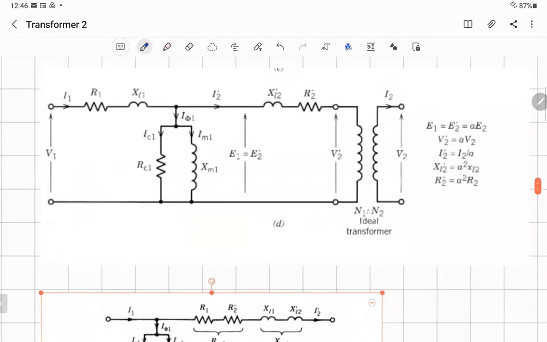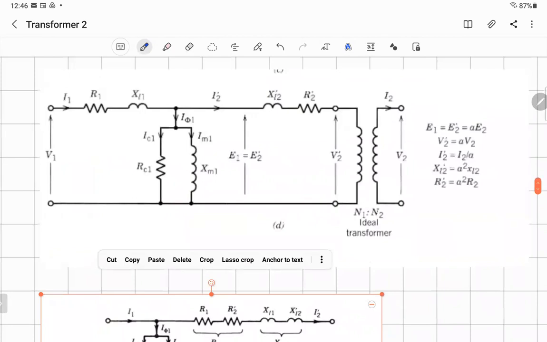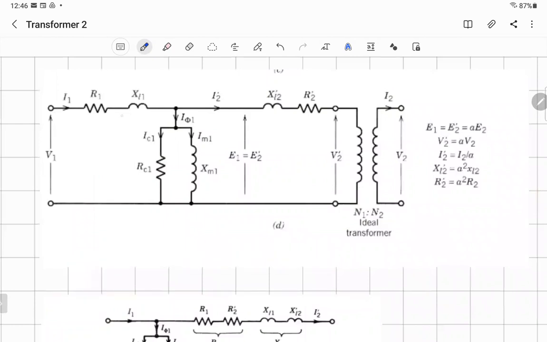Because the current I phi is small. It's really small. That's the current I1, that's what we call I2 dash, and that's I phi. So if I1, let's say, is equal to 10 amp, I phi will be equal to 0.5 amp, and then I2 dash would be equal to 9.5 amp. Let's make something simple like that.